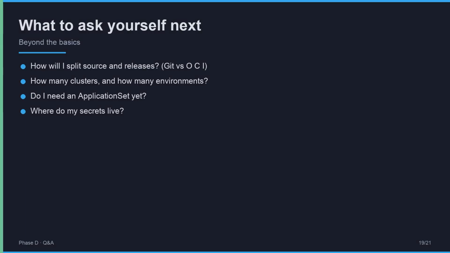Beyond these questions, here is what to ask yourself next as you design your own setup. How will you split source and releases, Git versus OCI registry? How many clusters, and how many environments, do you actually have? Do you need an application set yet, or are single applications simpler? And where do your secrets live? Answer those 4, and your architecture is mostly decided.